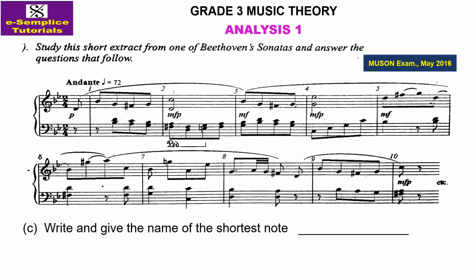Write and give the name of the shortest notes. The shortest notes are in bar 8, so give the name of one of them. In bar 8 we have A or G. The first shortest note is A and the second is G.